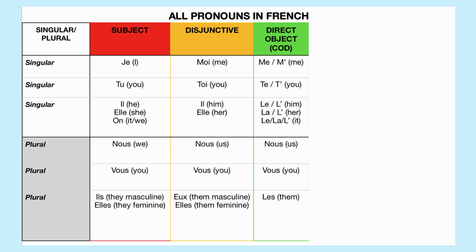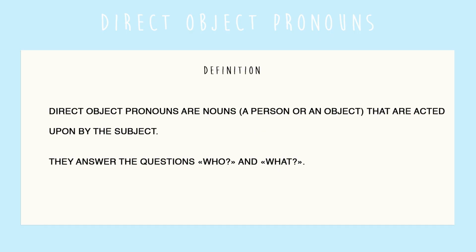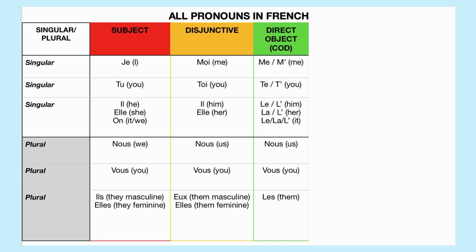Let's now examine the direct object pronouns. Direct object pronouns are nouns, a person or an object, that are acted upon by the subject. They answer the questions who and what. Let's read them. Me or m' before a vowel is me. Te or t' is you. Le or l' is him. La or l' is her. Le, la or l' is it.